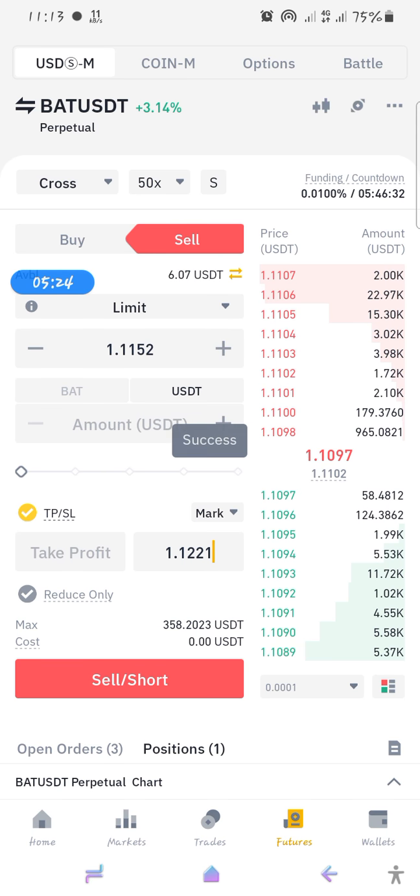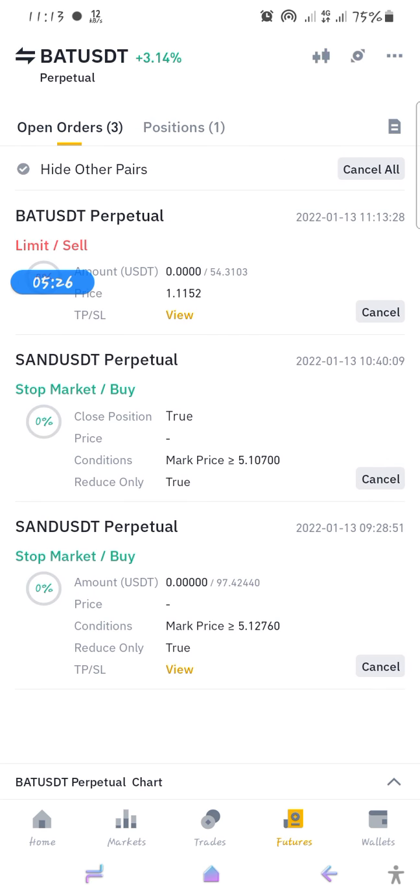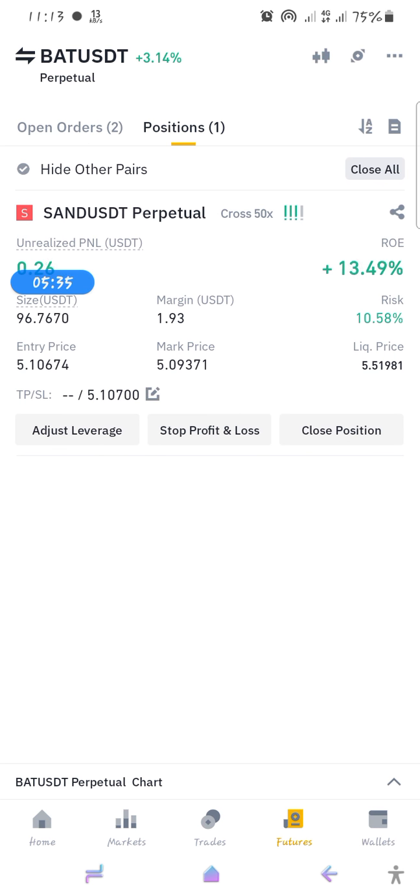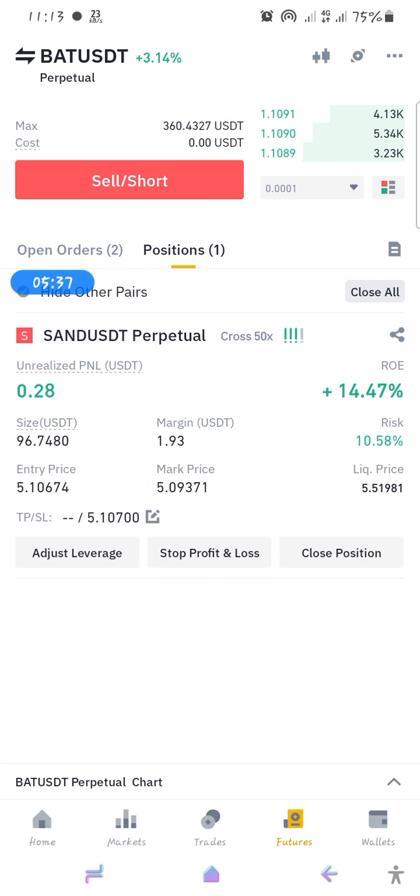Once you confirm the sell, since it's a pending order, you can see it is here. Open orders 3. If you want to cancel, if I say delete the order, maybe you want to cancel, just come here, click on cancel. Very beautiful.